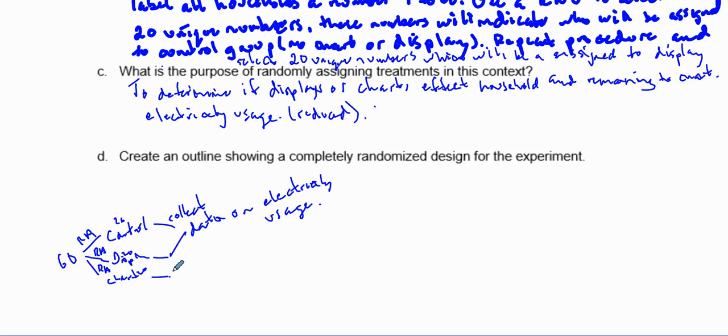So in each one of these, we just use it and compare. We're going to compare the results for our final thing. So 20 control, 20 display, 20 charts. Collect the data on electricity usage for each of these treatment groups, and then we compare the results and see if there is any difference. And there we have it.